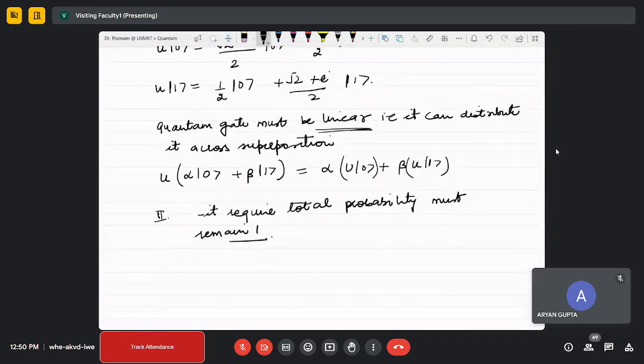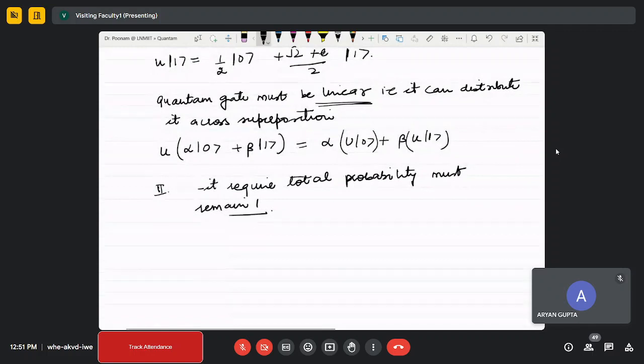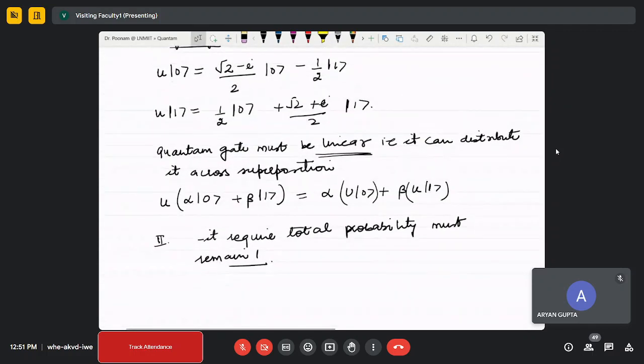But if I'm applying a quantum gate to a qubit, the answer should be a qubit. It should not be anything random. And what is the condition for a valid qubit? The sum of the probability amplitudes is equal to 1. So let's check for this case. Is it valid or not, whatever is given to us?